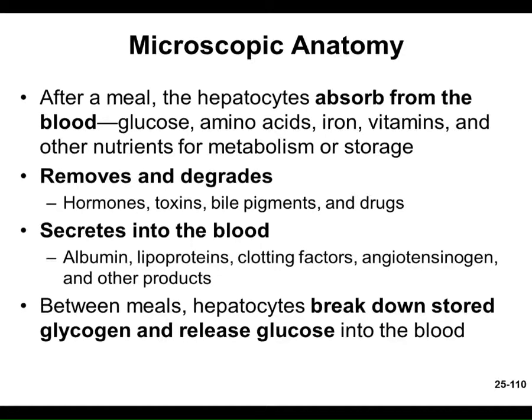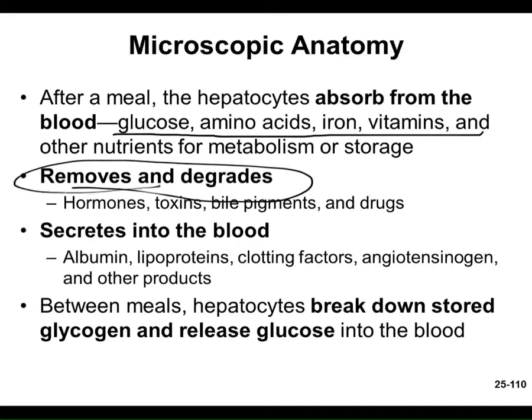So as you eat, last slide here, as you eat, what do? After a meal, the hepatocytes are absorbing from the blood, right? So where they get it, the blood's coming in from your gut, being absorbed through the submucosa, going up through the hepatic portal vein, going to your liver. The liver is going to then, from your blood, absorb nutrients, glucose, amino acids, iron, vitamins, all that stuff. It's going to remove and degrade anything that could be harmful to you. But in that cycle, it could also be breaking down drugs. It could be breaking down toxins, breaking down hormones. That's a normal process, right?